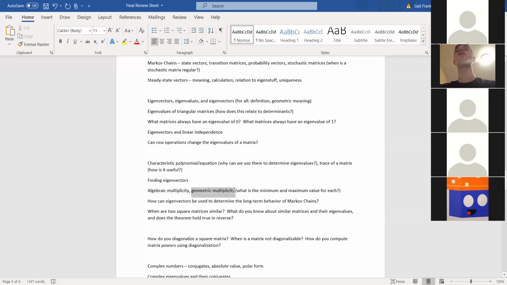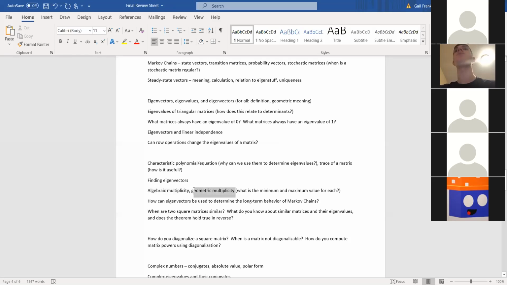Geometric multiplicity is just the dimension of the eigenspace for an eigenvalue. The eigenspace is the set of all eigenvectors for an eigenvalue. So that's the null space of A minus lambda I. And that dimension is basically the number of independent eigenvectors that can correspond to just one eigenvalue. And that dimension is less than or equal to the algebraic multiplicity.